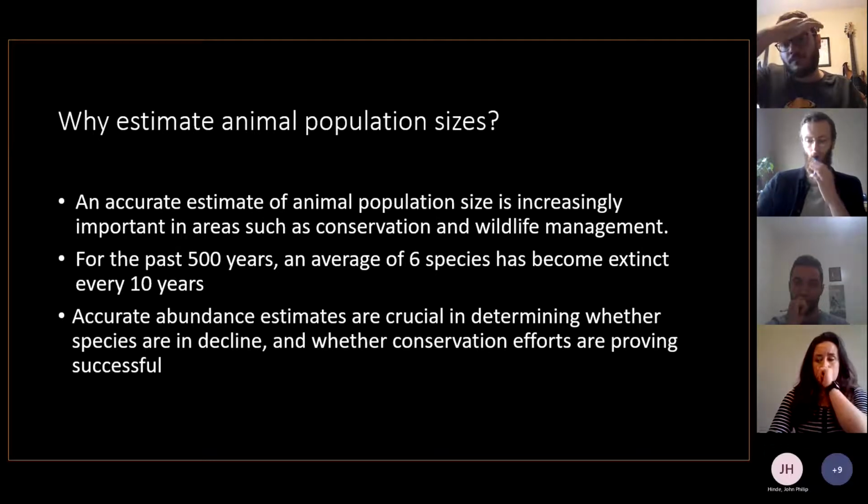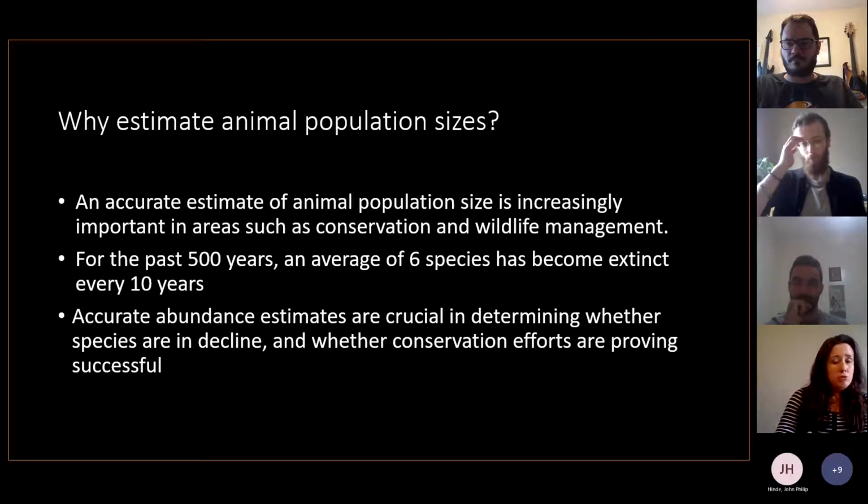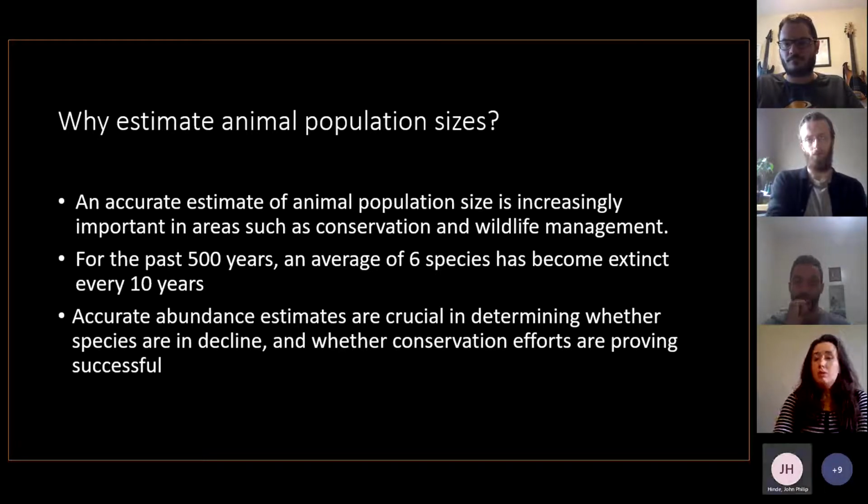There are certain species whose populations might need to be controlled if they start to become too large. But for the majority of species that don't require conservation or control, their populations just need to be monitored. And in all of these situations, having an accurate estimate of their abundance is really crucial.